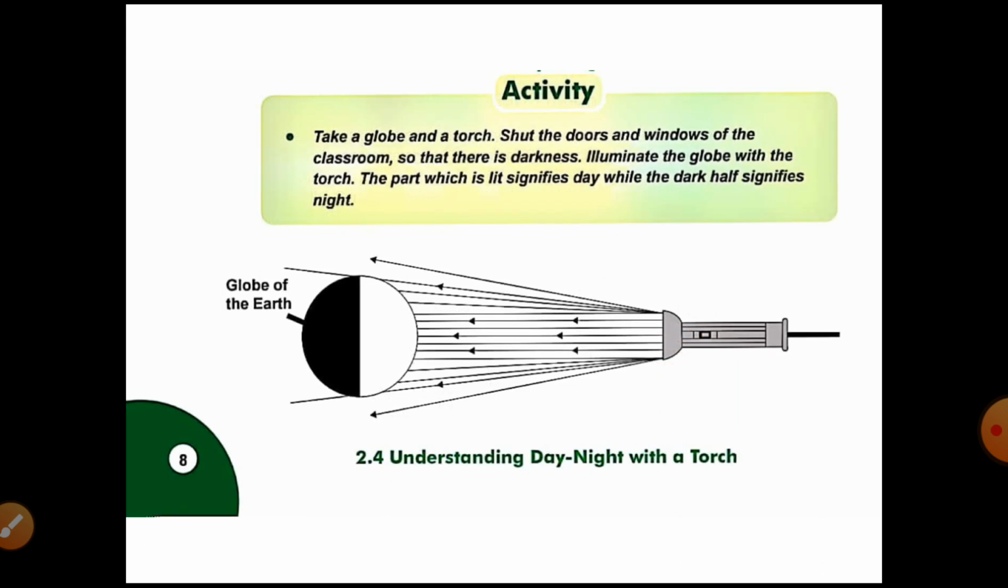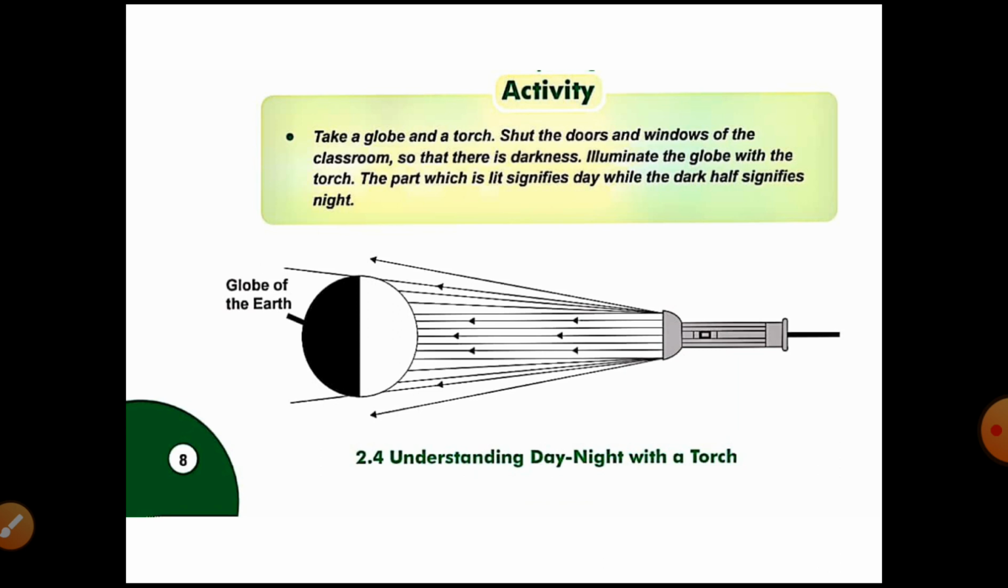Here is one activity which is given, which you also can do. What is the activity? Take a globe and a torch. What you have to do is take one globe and one torch. Darken the doors and windows of the classroom. At home also you can shut the windows and doors and switch off the lights, so that there is darkness in your classroom or at your home.